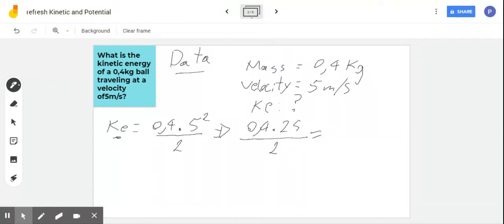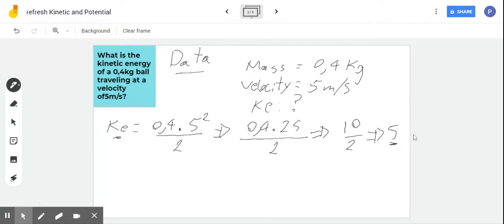Now, the next step, I'm going to multiply this too. So I'll have to do 25 times 0.4. And it's okay if you do this on the calculator. The result should be 10 divided by 2. And the final result is 5 because it's 10 divided by 2 equals 5.